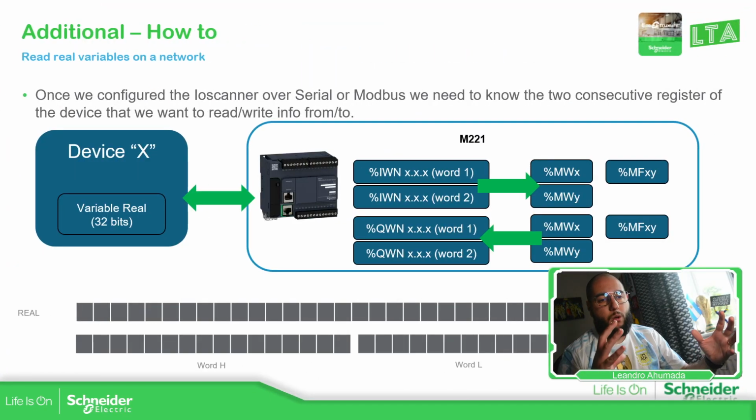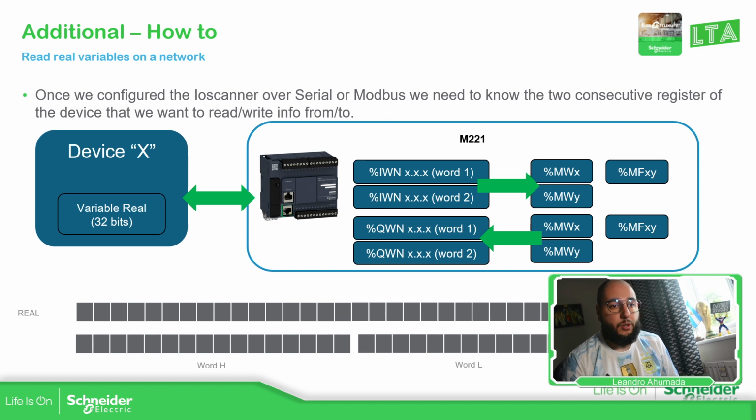So recently I received a few questions: I have a device that reports, for example, the temperature, and it's not an integer, it's a float real variable that is 32 bits. How can I do that on the PLC? Let's explain a little bit how this works.